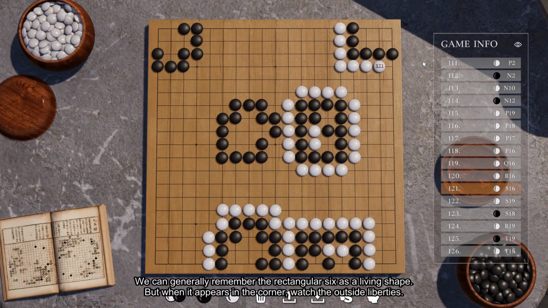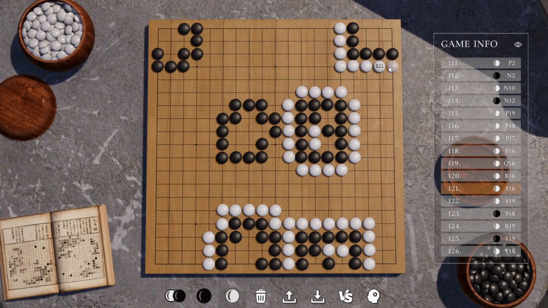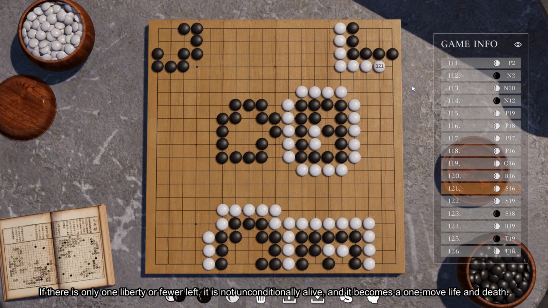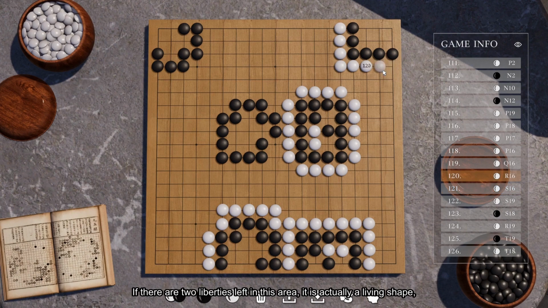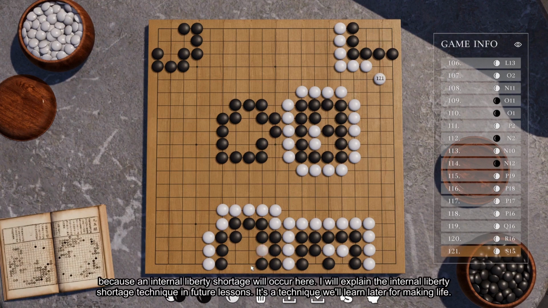We can generally remember the rectangular 6 as a living shape, but when it appears in the corner, watch the outside liberties. If there is only one liberty or fewer left, it is not unconditionally alive, and it becomes a one-move life and death. If there are two liberties left in this area, it is actually a living shape, because an internal liberty shortage will occur here. I will explain the internal liberty shortage technique in future lessons. It is a technique we'll learn later for making life.